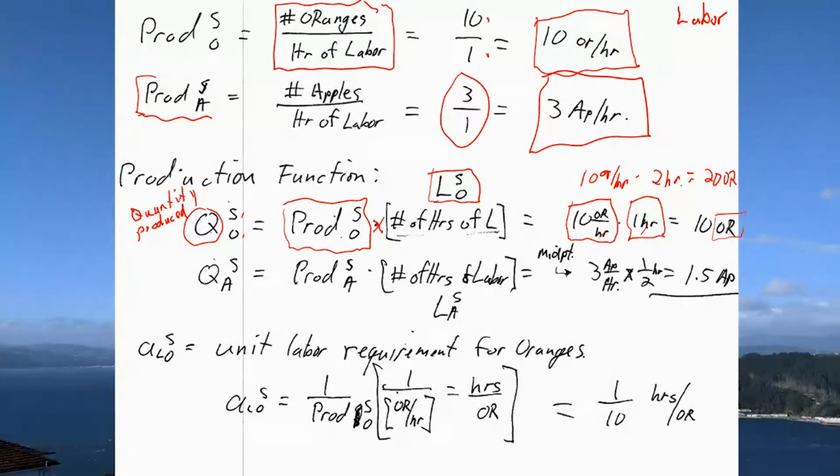And we're going to have to simplify them to their final conclusion. So we end up with 10 oranges out of that. All right. Next step, quantity of apples produced by Smith. Same idea. It's the productivity of apples times the amount of labor that Smith devotes to apple production. Now, here I'm doing the calculation at the midpoint of the PPF. So we plug in 3 apples per hour, which is his productivity. We multiply it by 1/2 hour, half of his time that he's got available to him. And that's going to generate an output of 1.5 apples.